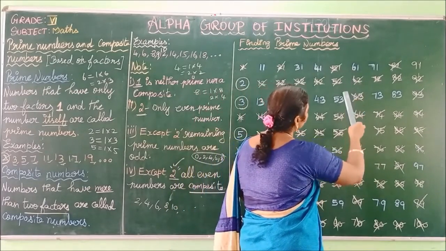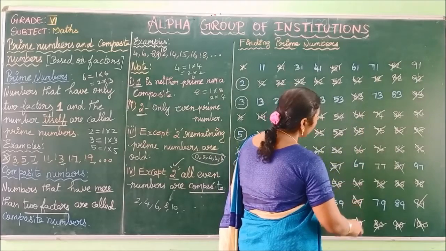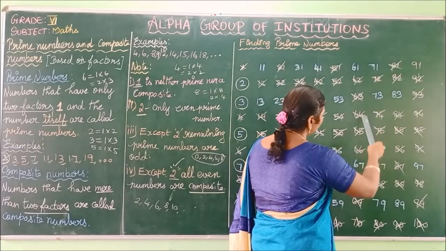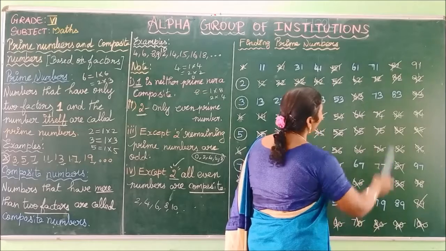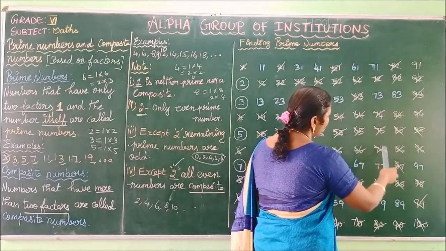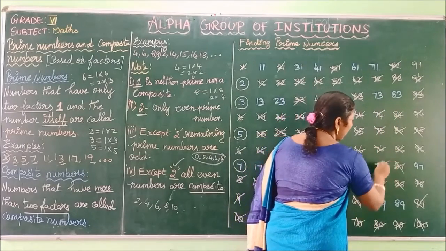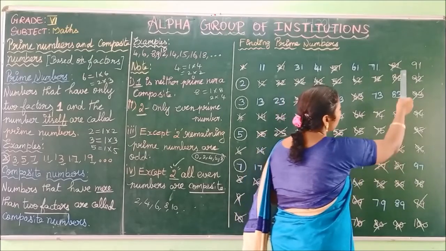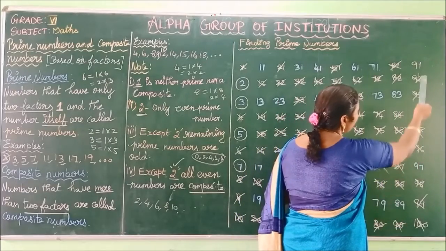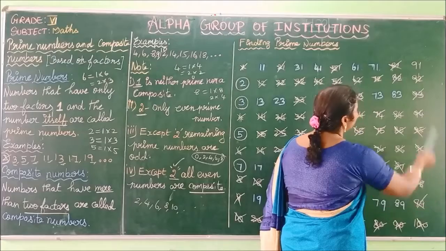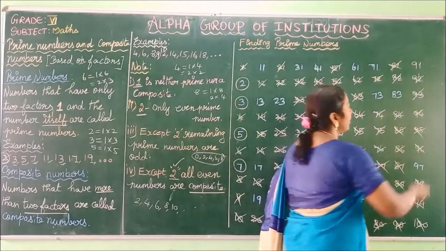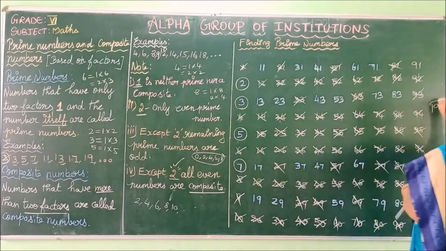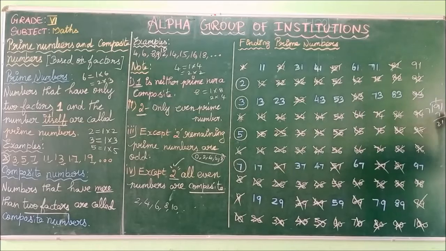See here. No. Here also you have to check. 77. It is a multiple of 7. So you have to cross it out. Similarly, there is no number. See here, 91. If you divide 91 by 7, 7 ones are 7, 7 threes are 21. So it is also a multiple of 7. So you have to cross it out. Thus we have crossed out all the numbers.